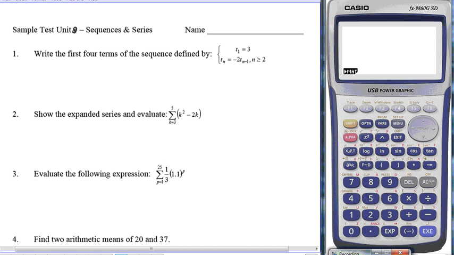All right, this is the video for the sample test on Unit 8 for Algebra 2, Sequences and Series. On this test, we're going to use our graphing calculator and we're going to use the formula sheet for Algebra 2. So let's start with number 1.